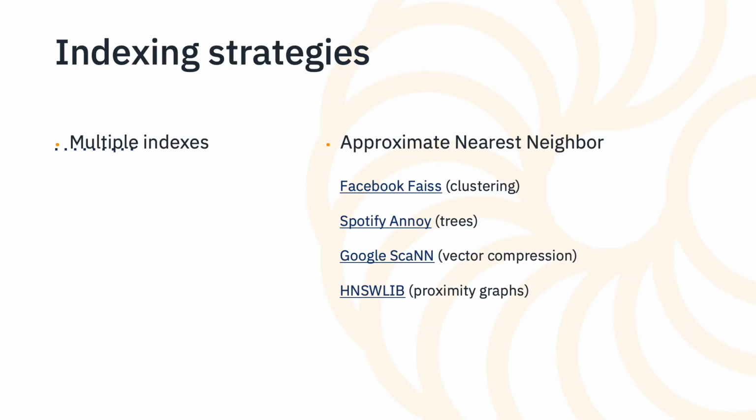You can use different indexing strategies. For example, you could create multiple indexes in order to get a better result for different searches. Instead of using k-nearest neighbor, maybe you want to use approximate nearest neighbor. There's a bunch of different algorithms that you can use.